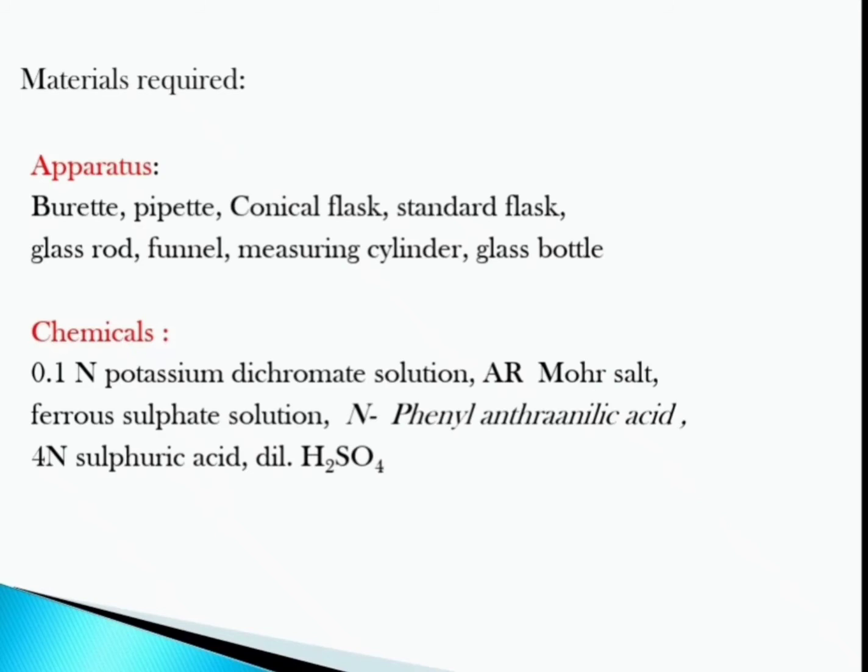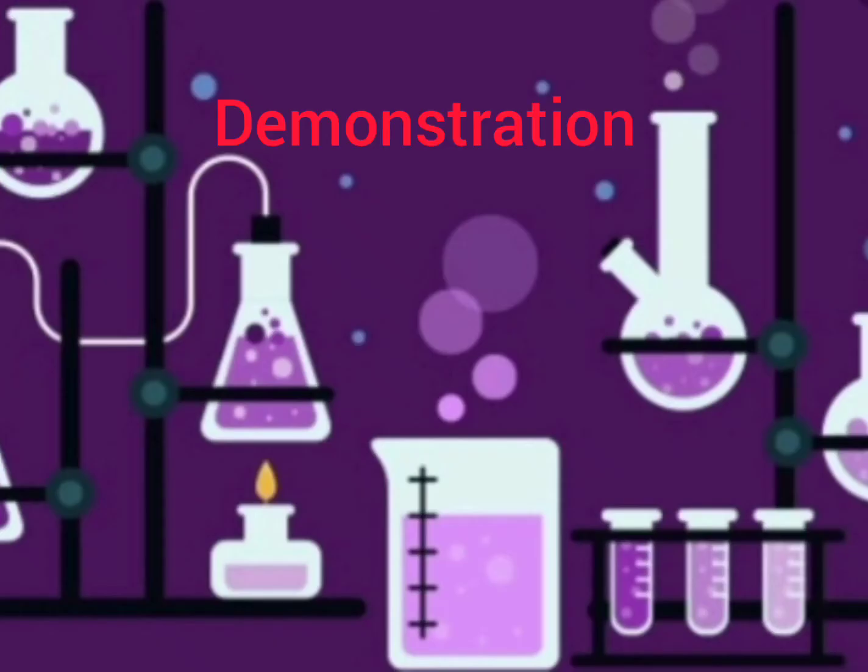Now the chemicals are 0.1 normal approximate potassium dichromate solution, AR Mohr's salt, ferrous sulfate solution, N-phenylanthranilic acid, and 4N sulfuric acid. This 4N sulfuric acid is added to avoid decomposition of ferrous sulfate solution, also to provide an acid medium where potassium dichromate acts as an excellent oxidizing agent. So we are also providing dilute H2SO4. Now my friend will be demonstrating the experiment for you.